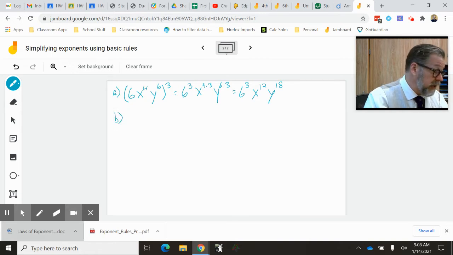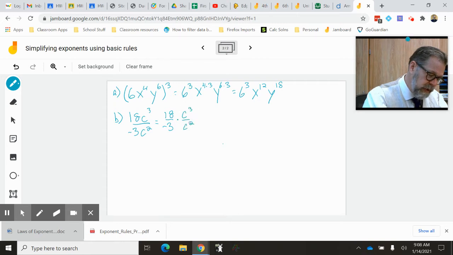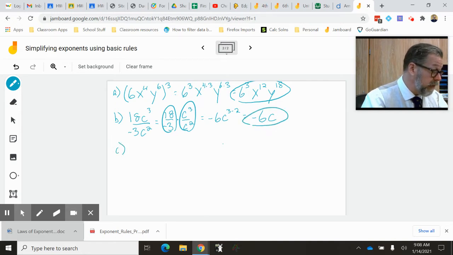Okay, next example, 18c cubed over negative 3c squared. Now, this is a good example. You're probably like, yeah, that's obvious. But when I say stack, take things that are alike and stack them on top of each other. The reason is because now I know that I'm going to simplify that and I'm going to simplify that. I know that 18 divided by 3 is 6, so that's negative 6. c cubed over c squared, well, my shortcut is c to the 3 minus 2. This becomes negative 6c. And remember to circle my answers so that whoever's looking at them can find them.